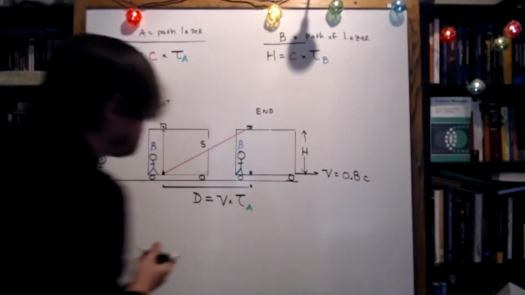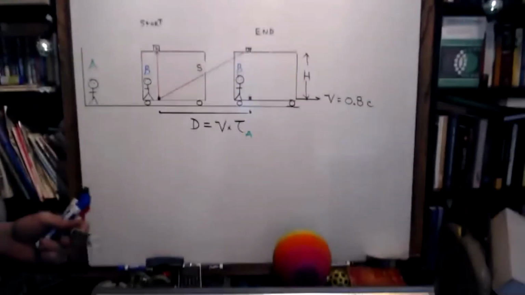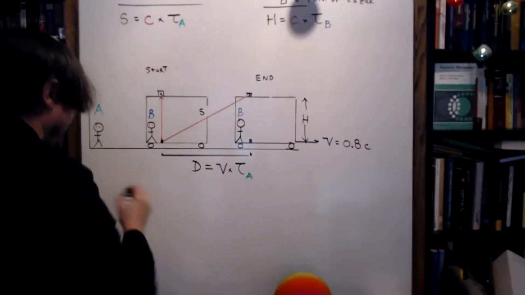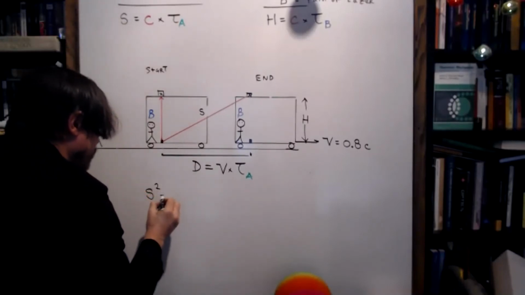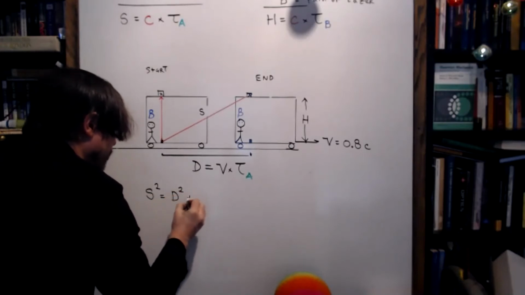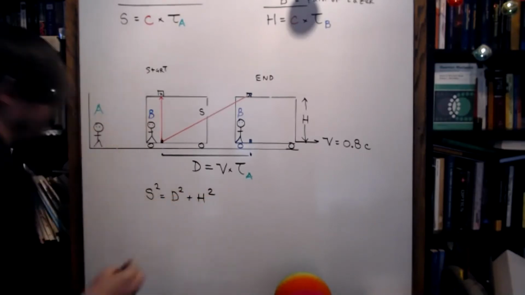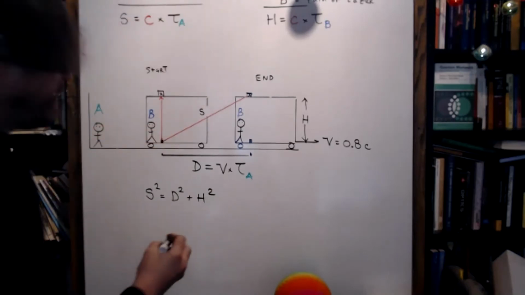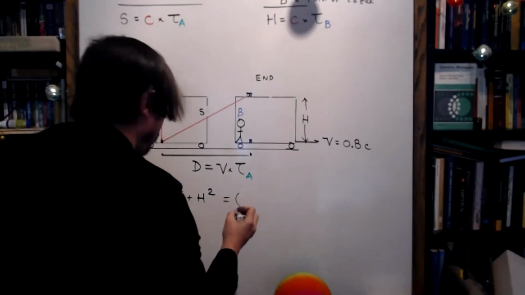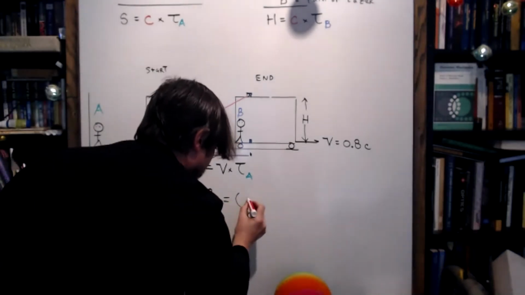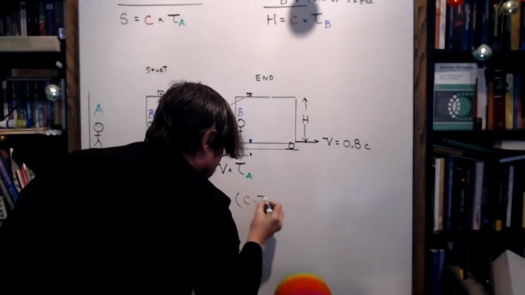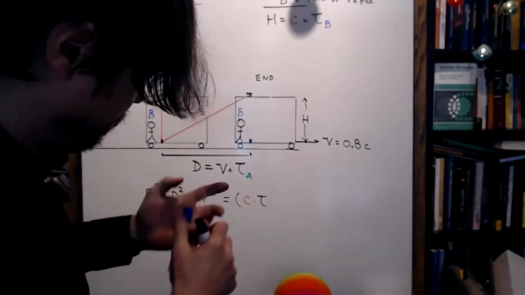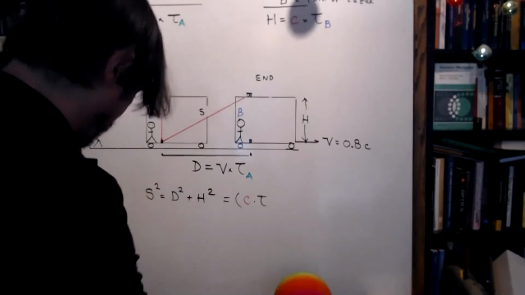Now, I'm going to construct a big Pythagorean theorem here. And the Pythagorean theorem is going to look like this. S squared equals D squared plus H squared. And then I'm going to substitute in all of these things with time. In for S squared, I'm going to put C times T. Okay. I'm going to need some friendly, non-threatening colors so that I can do this faster than average.